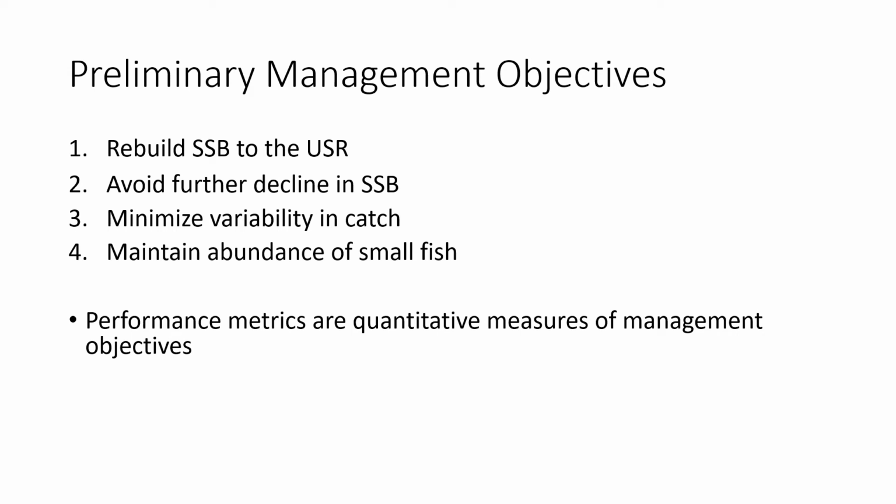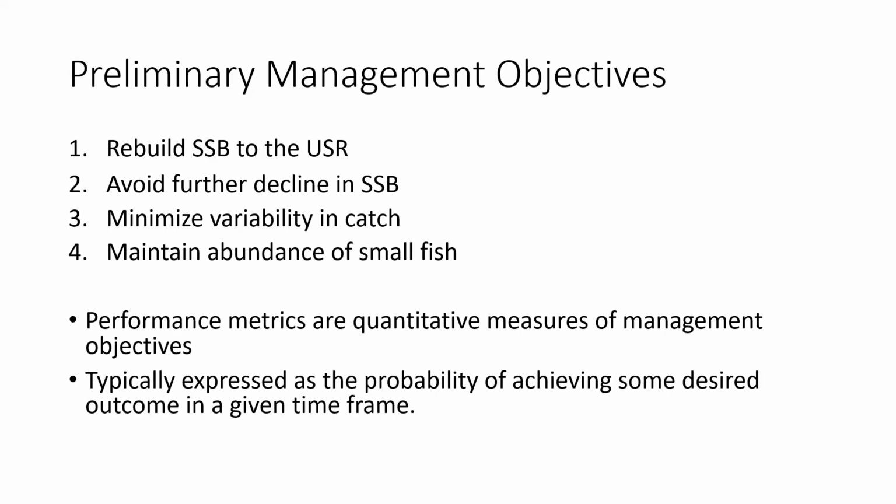For example, a management objective focused on ensuring the spawning biomass remains above some limit can be stated as: for a management procedure to be considered an acceptable candidate for management, there must be at least 80% probability that the spawning biomass is above the limit reference point within the next 5 years. In this case, the performance metric is the probability that the spawning biomass is above the limit reference point in the first 5 years of the projections. Any MPs that have less than 80% probability of achieving this are eliminated from the list of potential candidates.